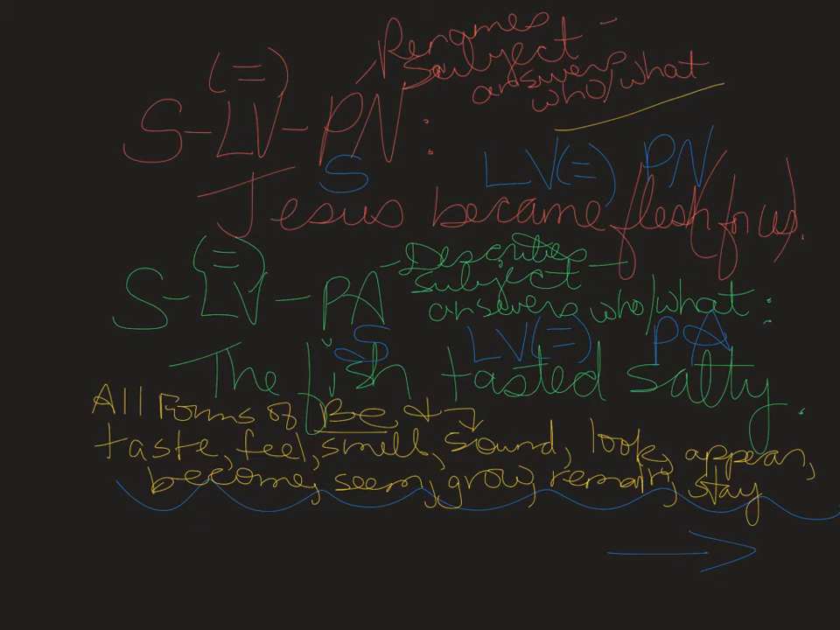Well, one way to do this is to try to put the PN or PA in front of the subject in your mind, and if it would make sense, and your subject is a noun, not if your subject is a pronoun, but if it makes sense, putting your PN or your PA in front of your subject and reading it that way, and your subject is a noun, then you probably have an adjective describing your subject.